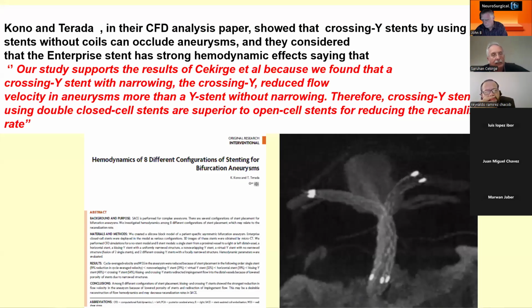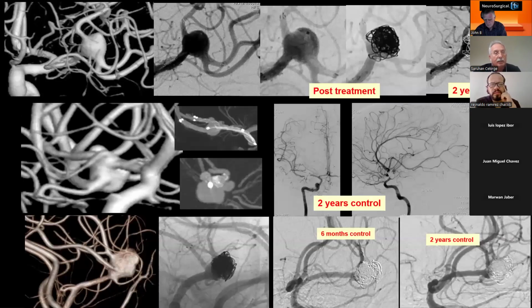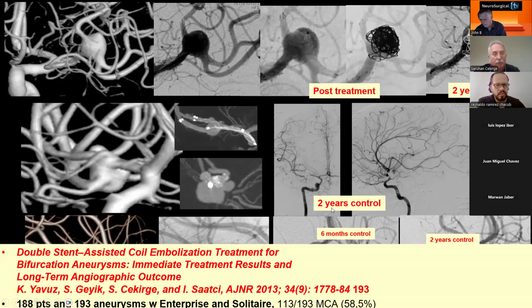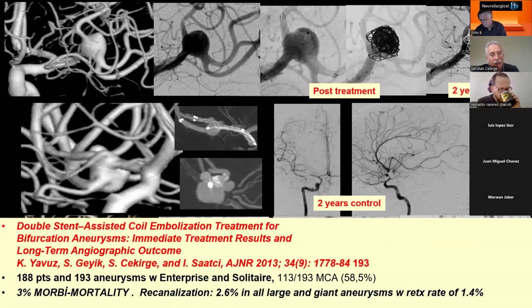Then Kono and Terada, in their CFD analysis paper, showed that crossing Y stents with two closed cell stent designs has the same flow diversion effect from the basilar to P1 as a flow diverter, even stronger. So this was the main reason that these aneurysms with Y stent assisted coiling with loose packing stayed very stable, as you see here. These are mostly very complex cases, and this was published at that time.